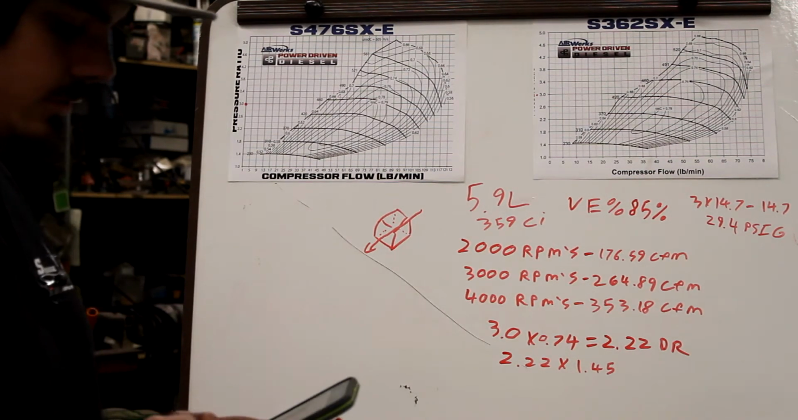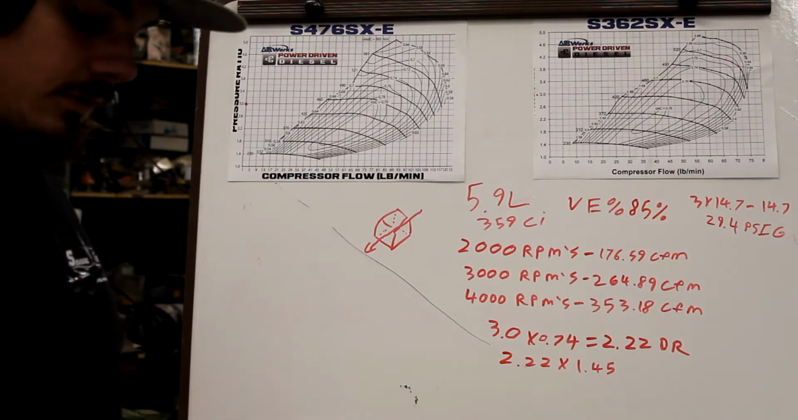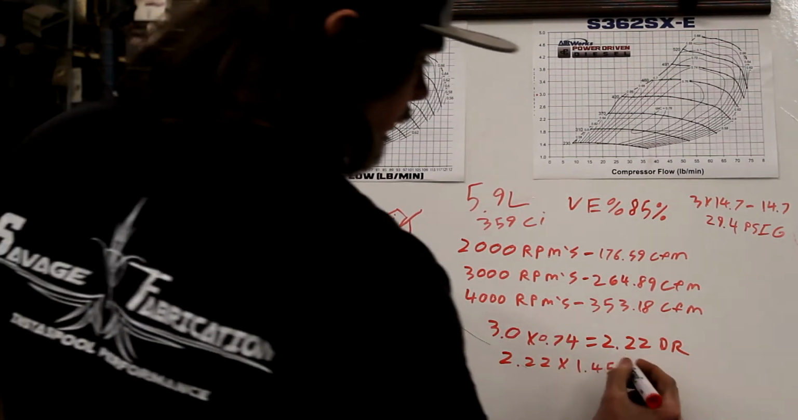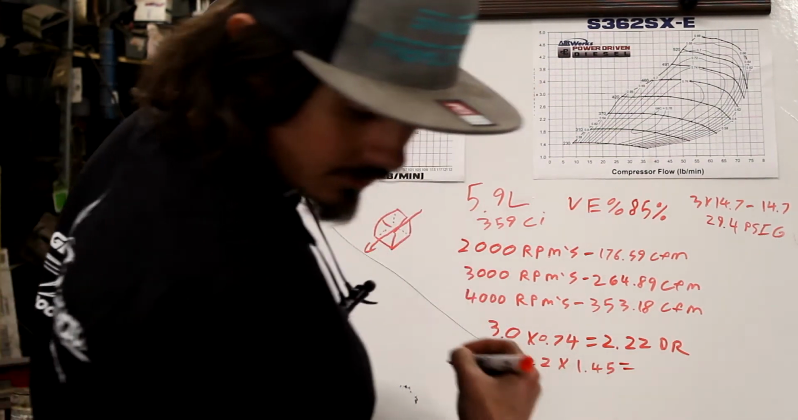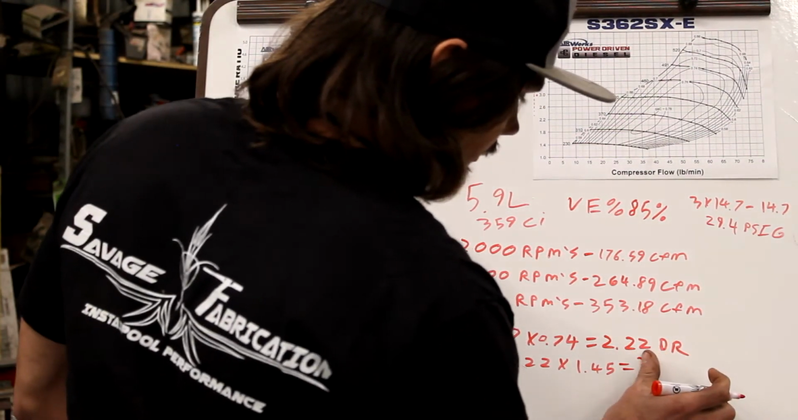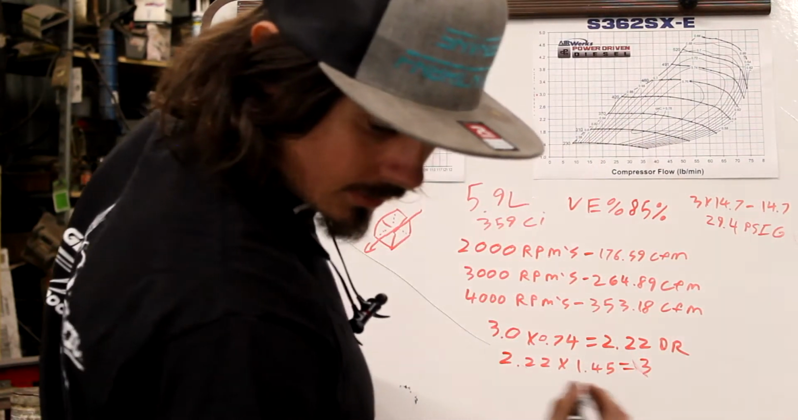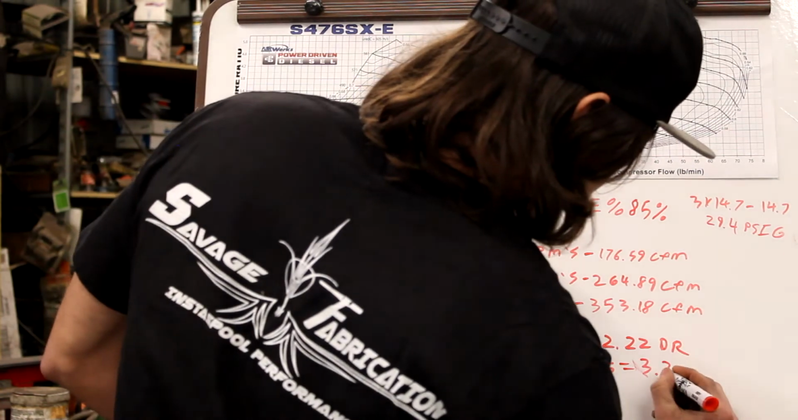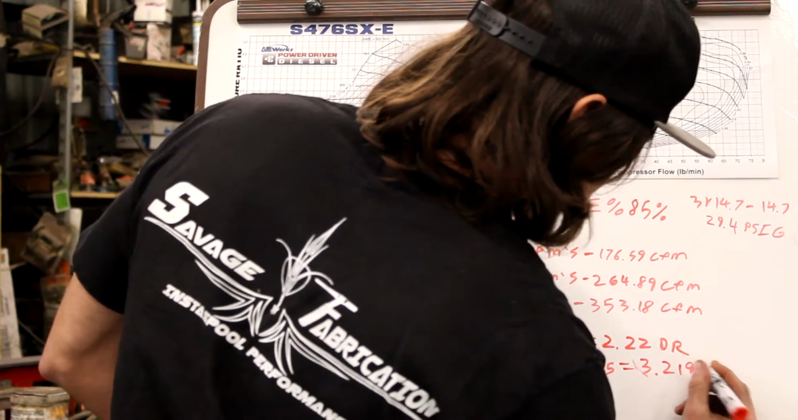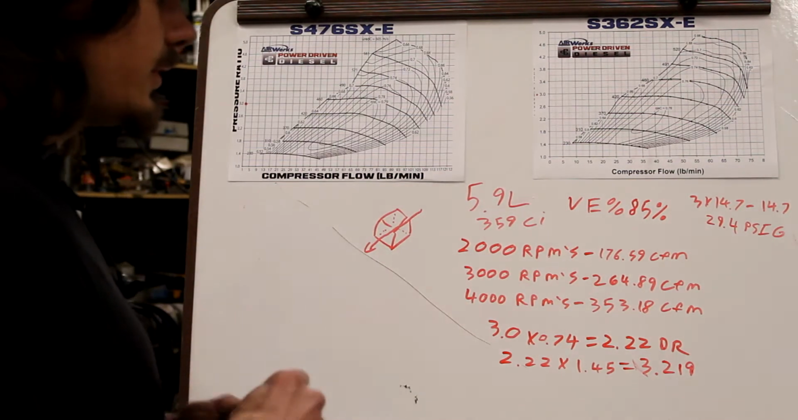Oops. 2.22 times 1.45 gives us a new net density ratio of 3.219. That is better. 3.219. Okay, so that's the number that we're after. That looks a lot better.